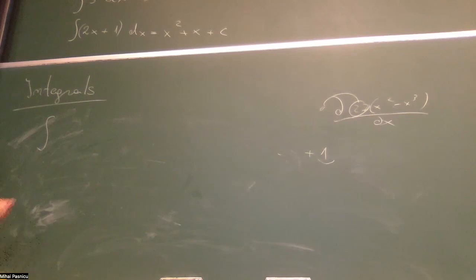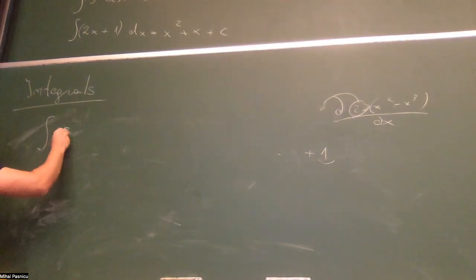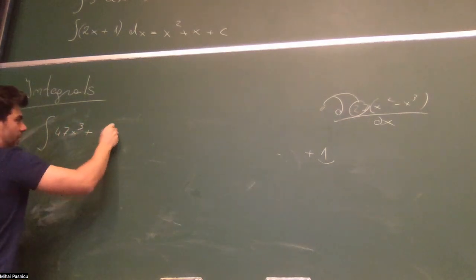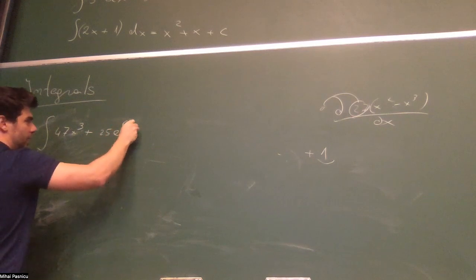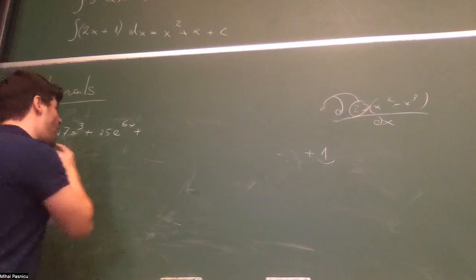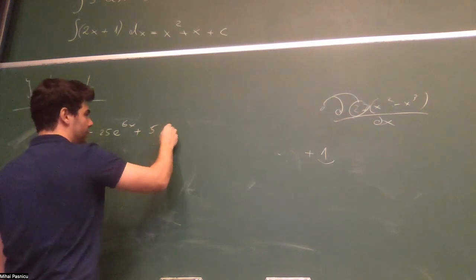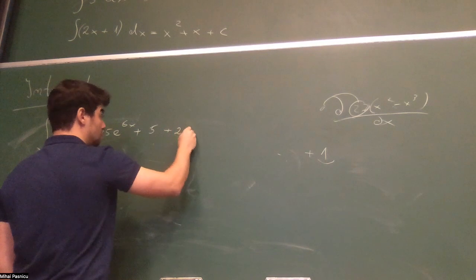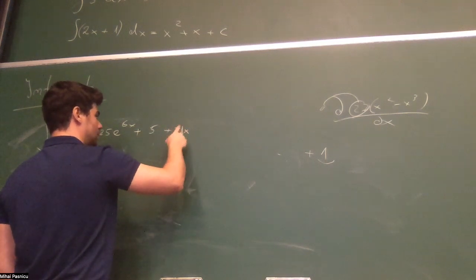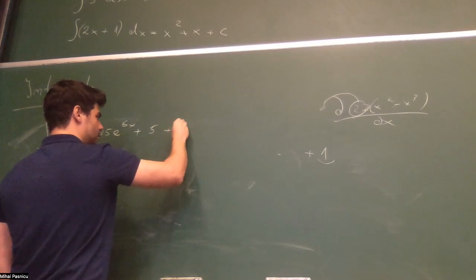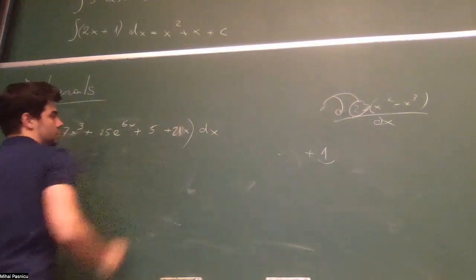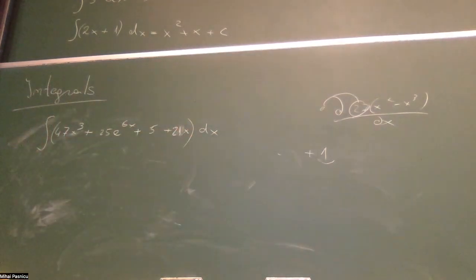So let's just take the integral of 47x to the third plus 25e to the 6x plus 5 plus 21x dx. Well, I think 1 minute should be fine.